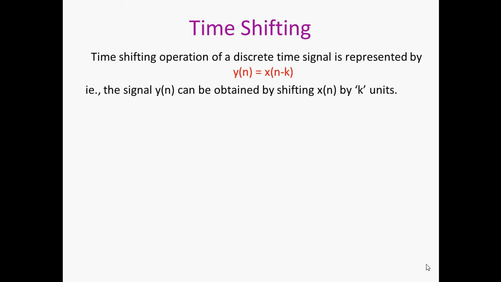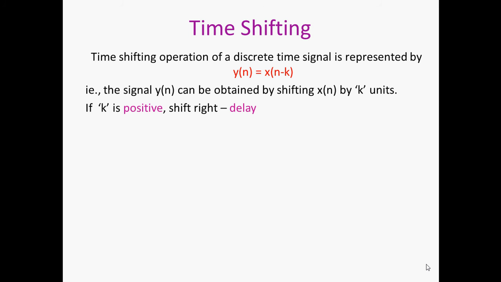Time shifting. The time shifting operation on a discrete time signal is represented by y of n equal to x of n minus k. That is, the signal y of n is obtained by shifting x of n by k units of time. So the general formula is x of n minus k.